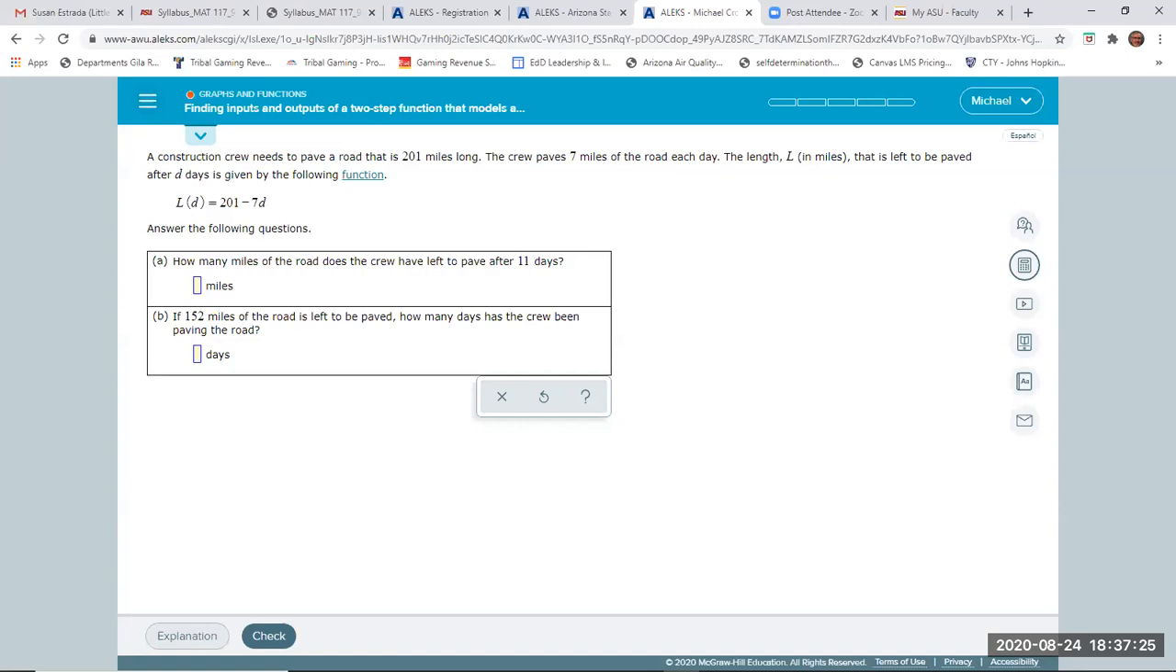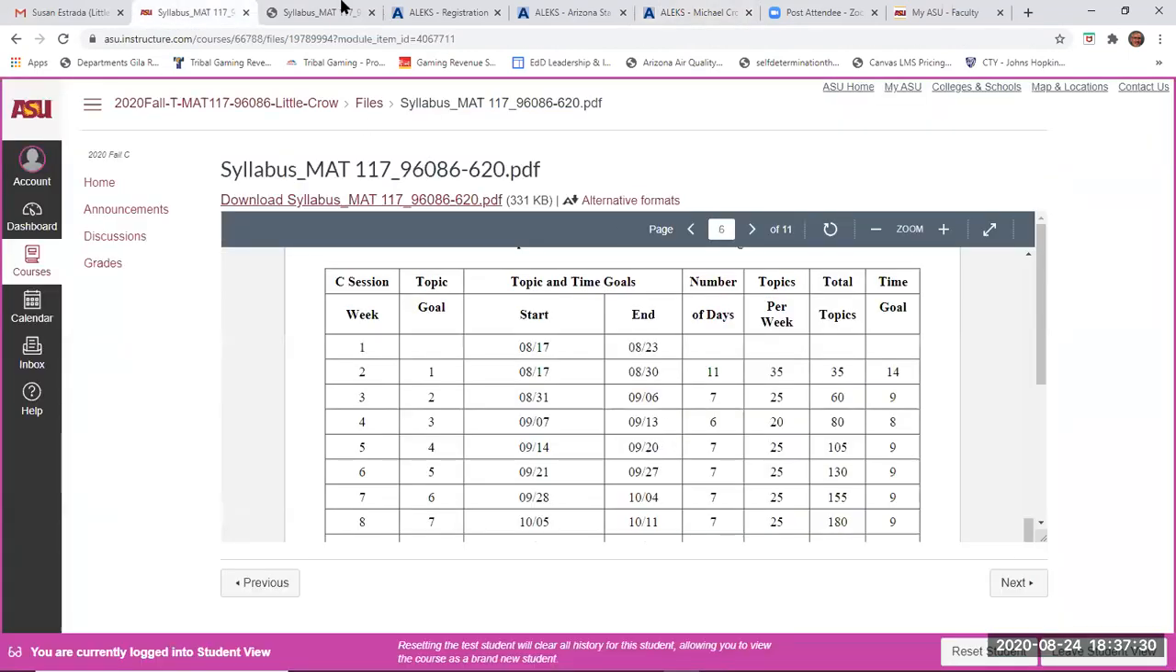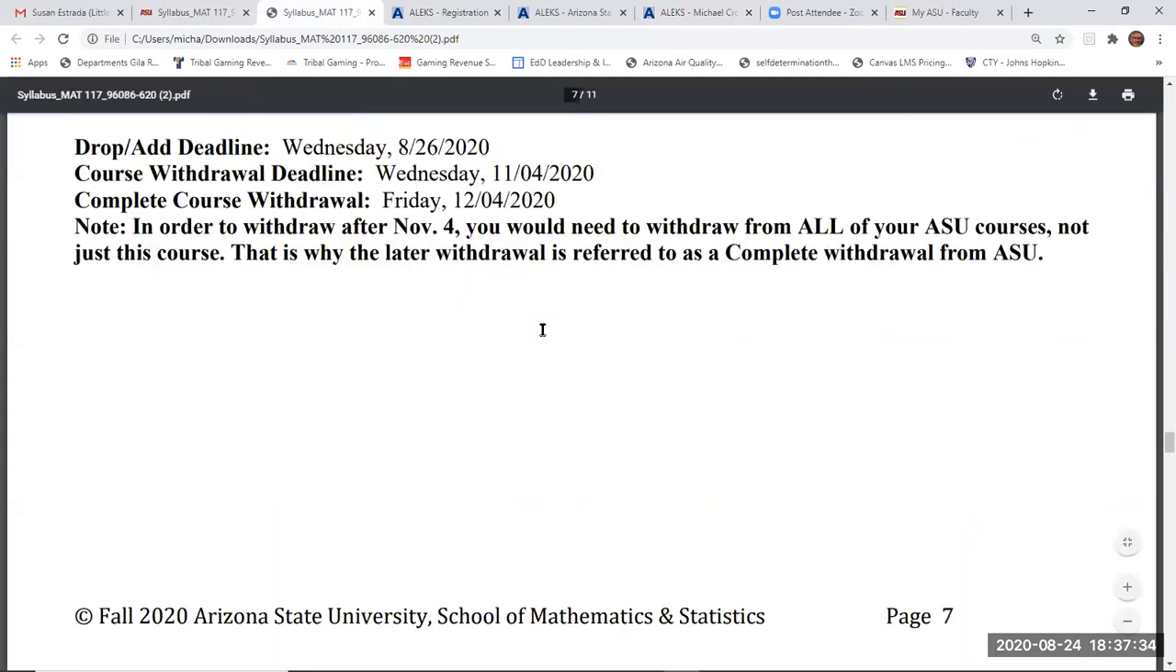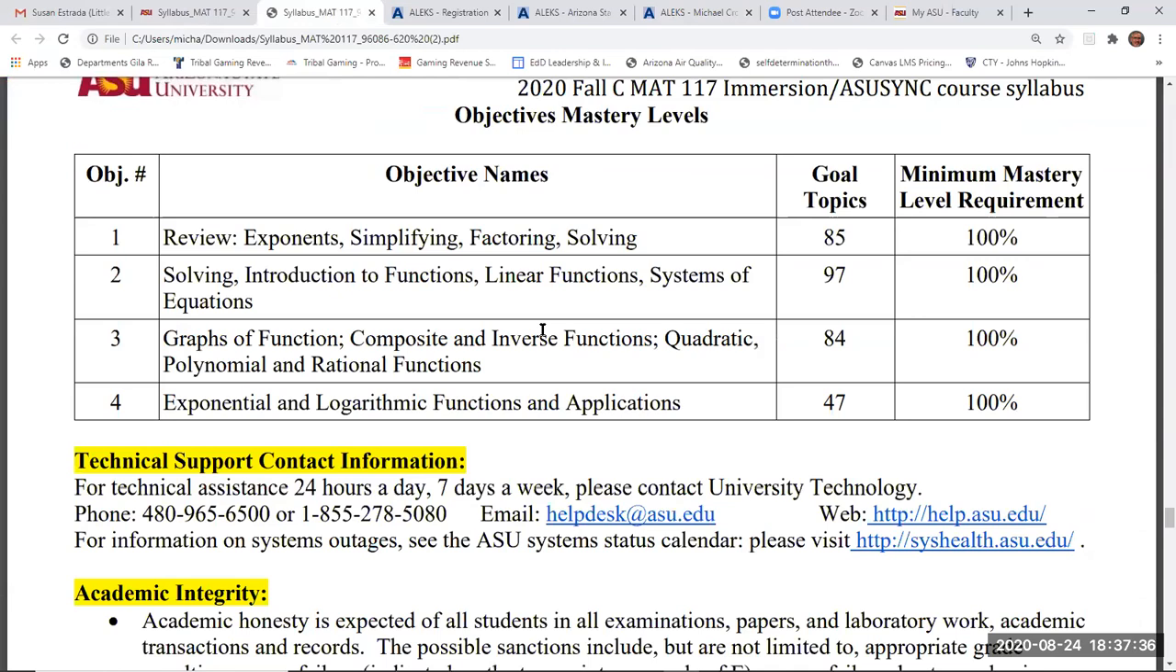So what determines your grade? Let's take a look. The syllabus tells us everything. There's all that. Where's the grades?